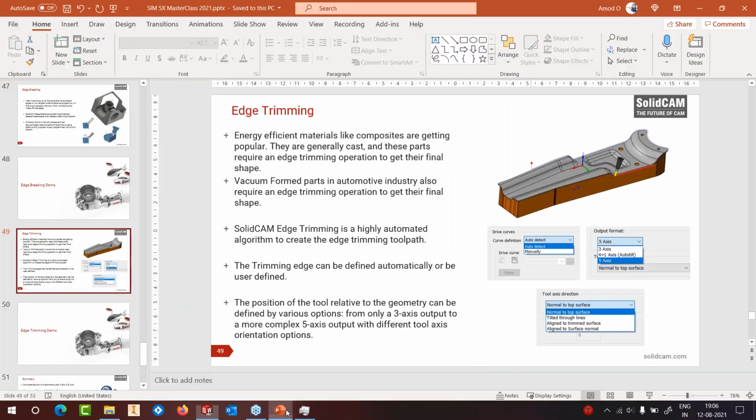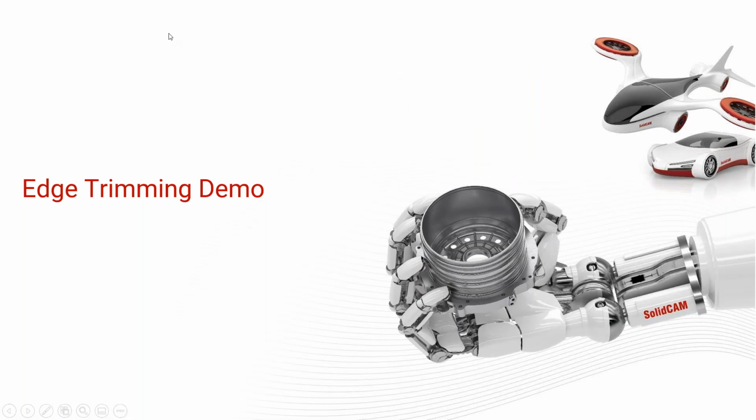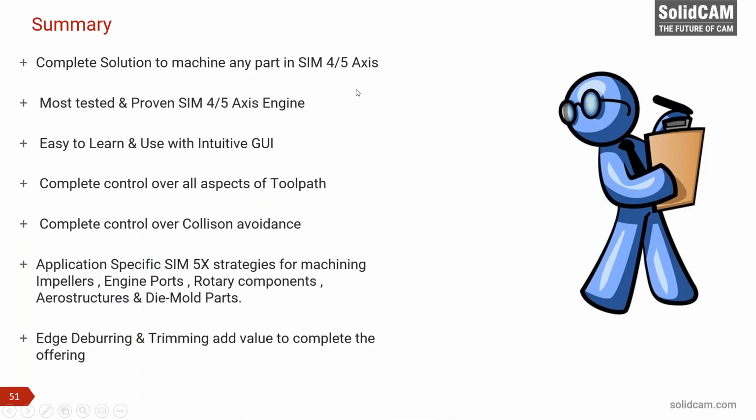Right. So let's summarize. What we have seen till now of all our modules is that SolidCAM has a complete solution to machine any part in 4 and 5 axis. I have not seen any part that cannot be done with SolidCAM. We can do almost any given part, at least till today, with our existing 4 and 5 axis solution. That includes, of course, the application-based machining strategies. It's been developed from a very, very long time. So it's really tested and proven simultaneous 4 and 5 axis engine.